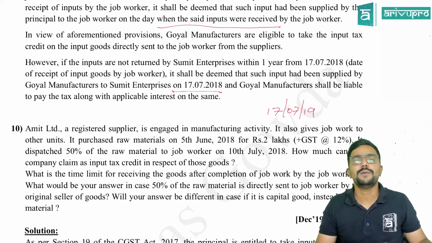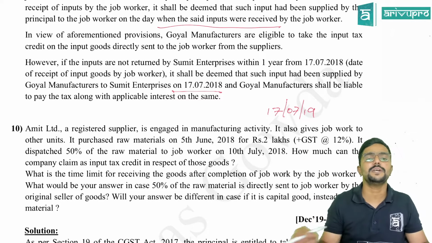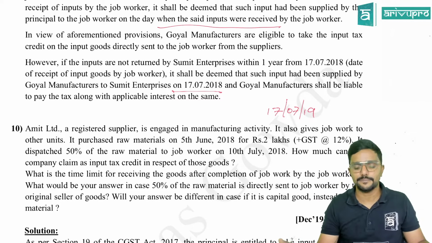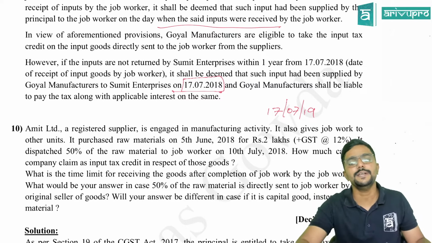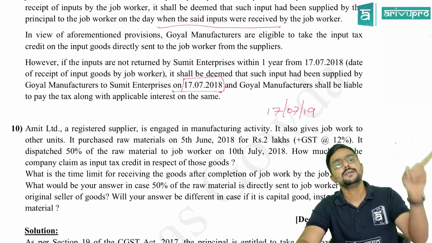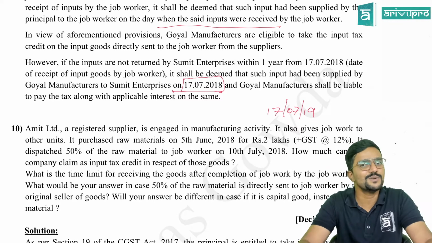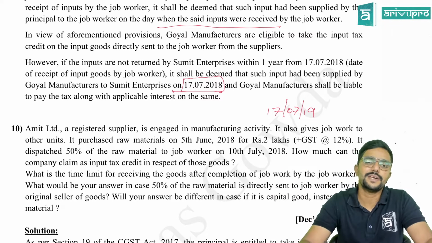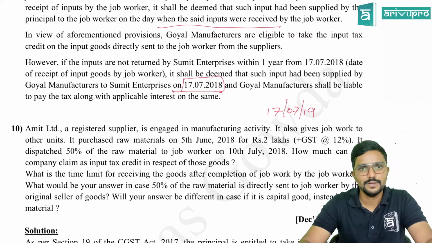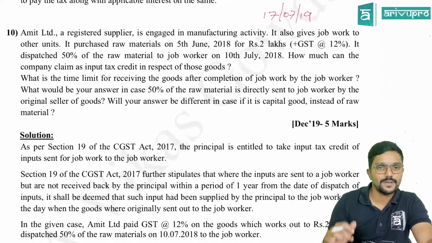And the manufacturer shall be liable to pay tax along with the applicable interest on the same. Means interest will be calculated on the tax amount from 17th July till the day he actually pays the tax. Already 1 year is over. At least interest will be counted for 1 year, plus still, how much time he will take to pay tax till then? Yeah, easy question. Theory part.